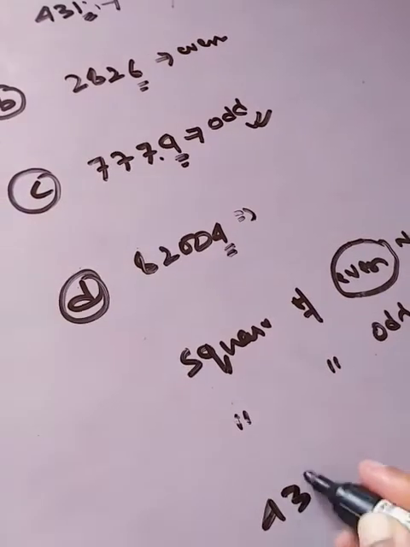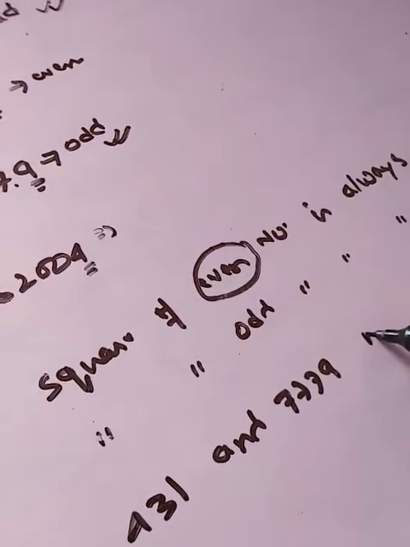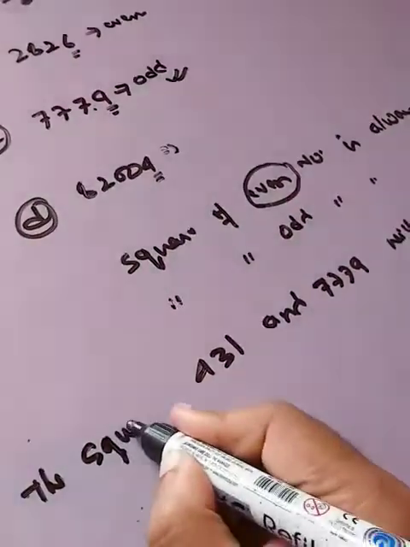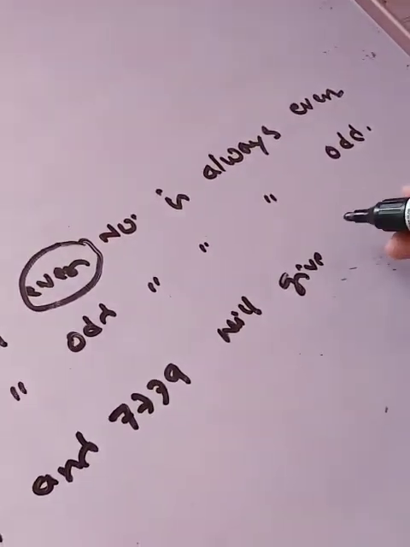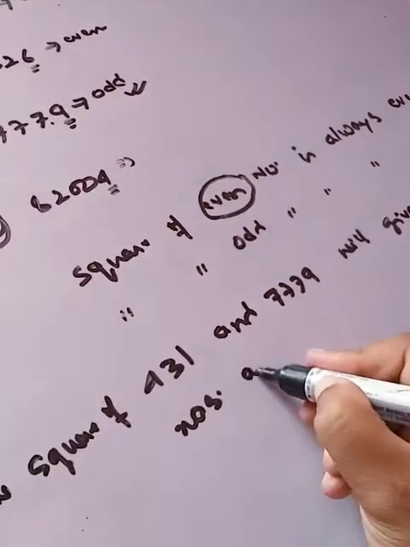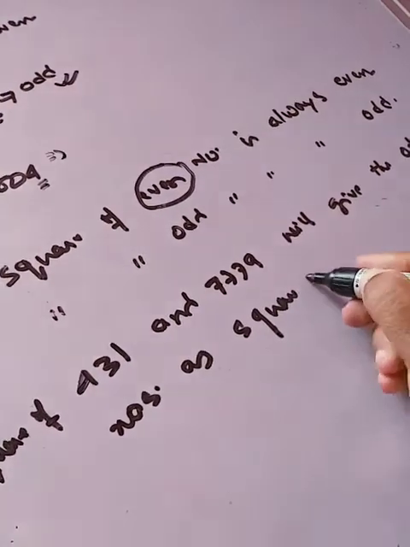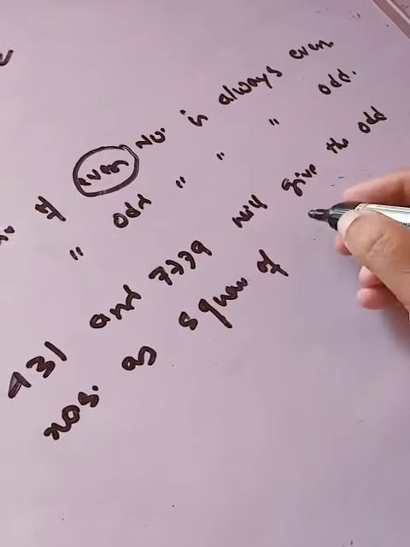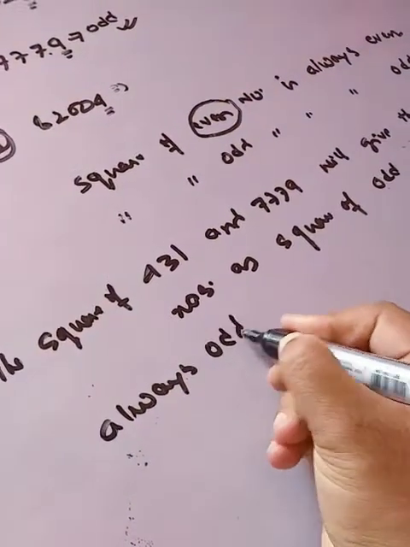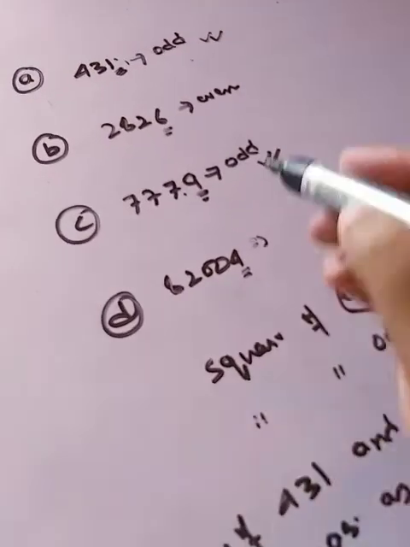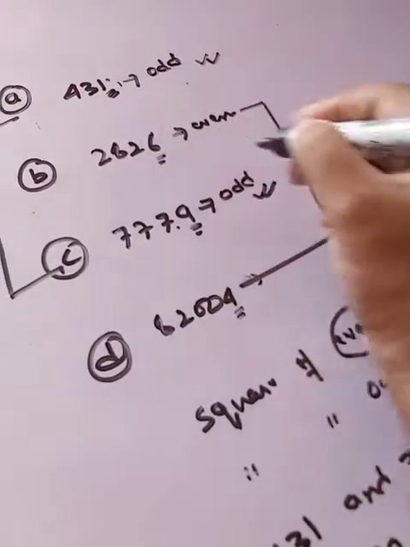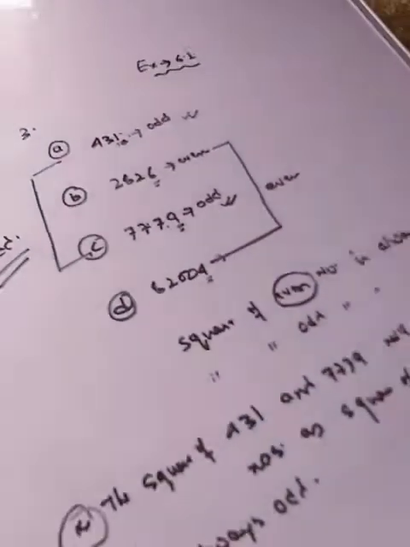Okay, so you will write that the squares of 431 and 7779 will give odd numbers, as the square of an odd number is always odd. So this is a statement that you have to write. And the squares of these two numbers will give even numbers, and the squares of these two will give odd numbers. Okay, so write it properly.